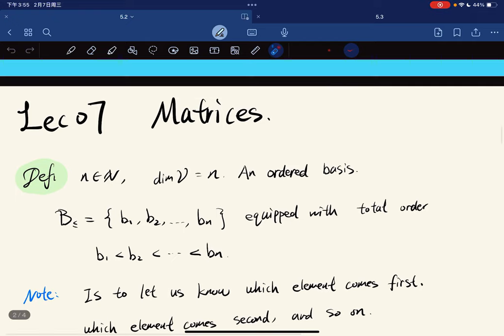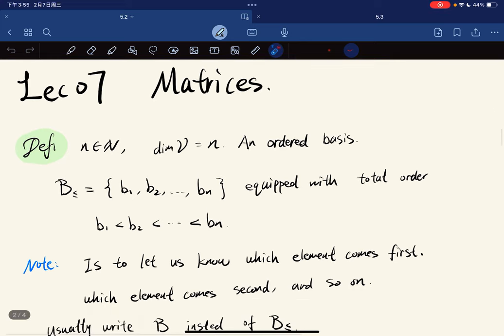Matrices, finally. Okay, so what are matrices? It is essentially an efficient way to represent linear maps, right? Something like that. Okay, so before that, let's give a definition.